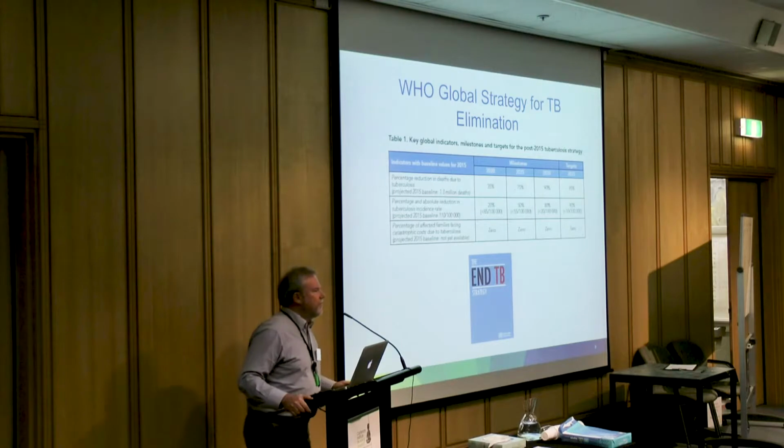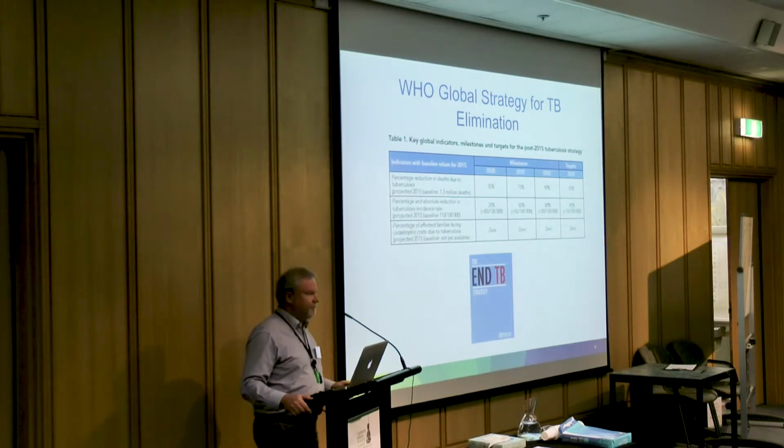In 2014, the World Health Assembly ratified the WHO post-2015 plan for TB control, and this was called the End TB strategy. And this was a strategy that called on hitting pre-elimination targets that are defined here on the slide by 2035, with the aim of elimination, so less than one case per million, by 2050.